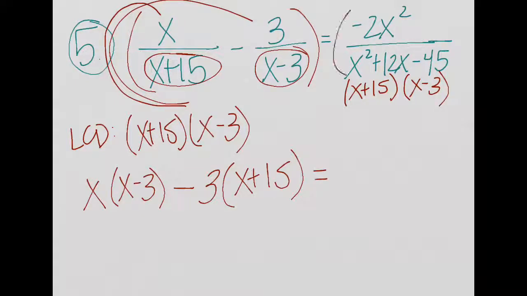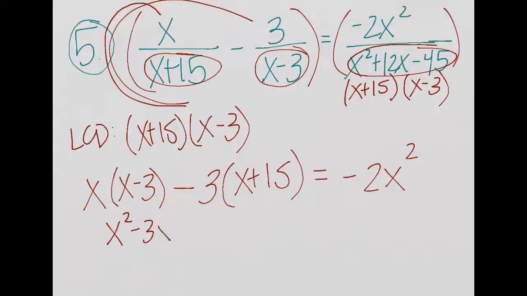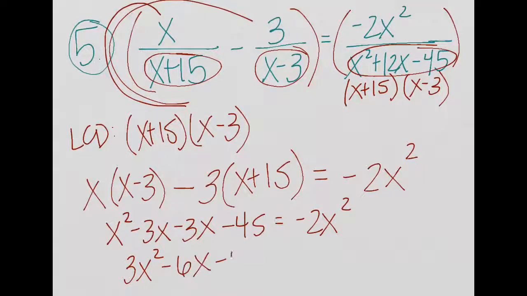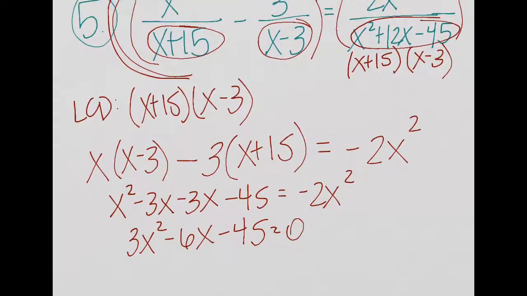On the right side, multiplying this by the LCD, since the denominator already was the LCD, it's going to cancel, so you would just have negative 2x squared. So we want to simplify, which means we would have x squared minus 3x minus another 3x minus 45 equals a negative 2x squared. So we want to simplify that and add the 2x squared to both sides to get 3x squared. Negative 3x minus 3x is minus 6x, and then minus 45 equals 0. We want to factor that.